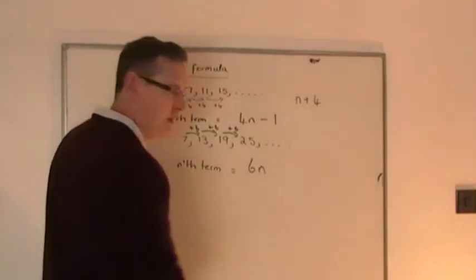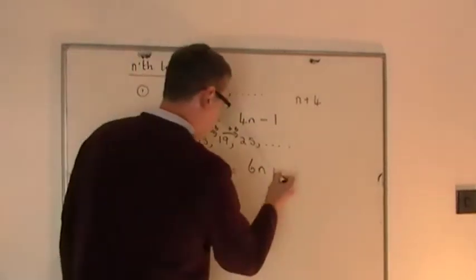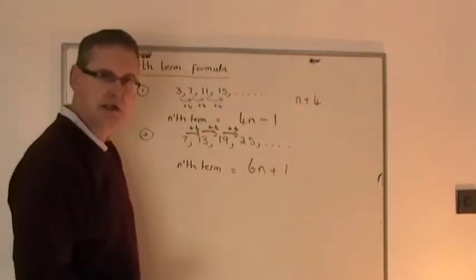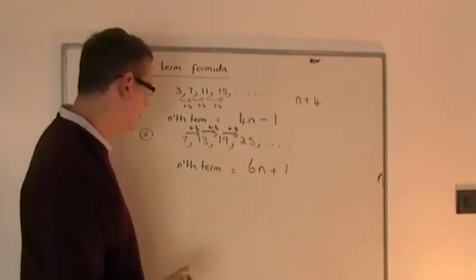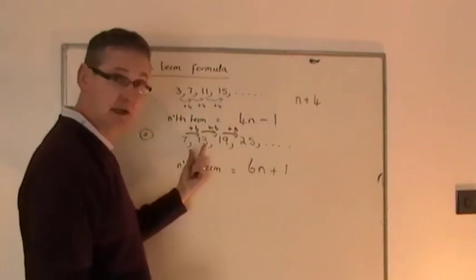So you get 6 times 1, it's 6. But it's 7, so I need to compensate by this time adding 1. 6 times 1, add 1 gives 7. Let's try it for the second term. 6 times 2 is 12, add 1, 13, it works.